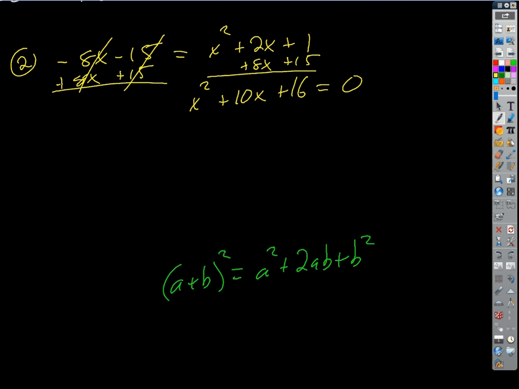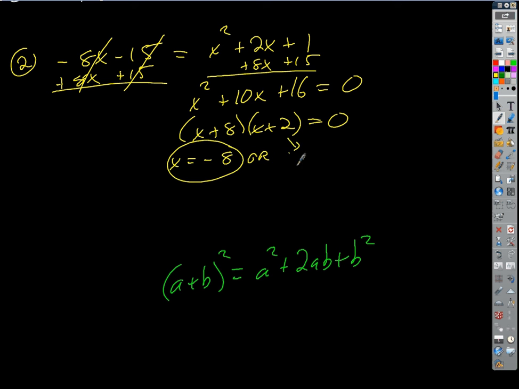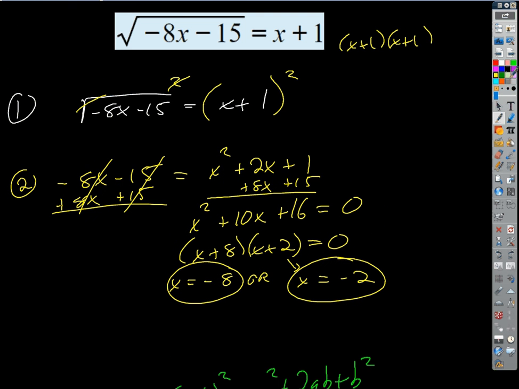We just got to solve that equation. So we could use the quadratic formula, right? Do we need to? Are there magic numbers? 8 and 2. Good. So we get x plus 8 times x plus 2 equals 0. So what are my two possibilities? x equals negative 8 or x equals negative 2. Okay, then we got to plug those both in and see what happens.